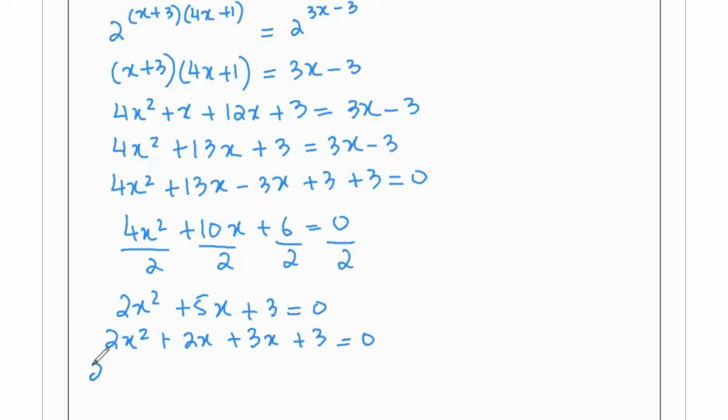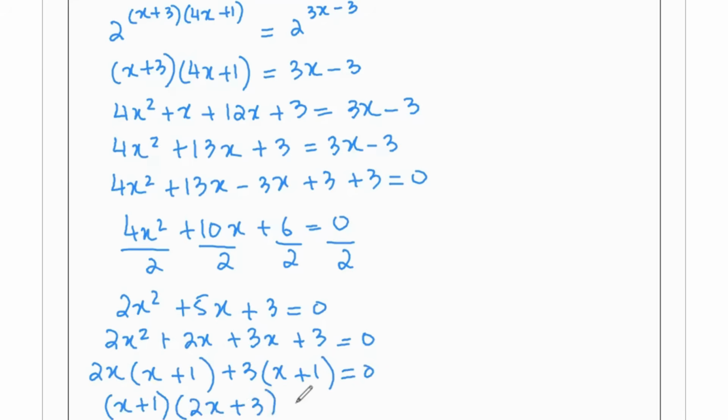Between the first two terms, we have 2x common, so x plus 1 over here. Between the last two terms, we have 3 common, so again, x plus 1 over here. Between 2x and 3, we have x plus 1 common. So x plus 1 times 2x plus 3 equals 0. One value of x is negative 1 and the other is negative 3 over 2. These are your answers.